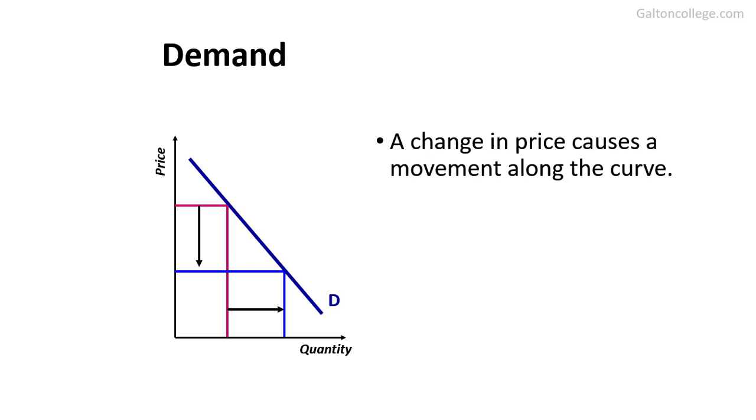Now, a change in the price will cause a movement along the curve. What's meant by that? Well, if we move the price from here downwards, we decrease the price, we can see here's price on the axis, so we're moving along the curve. We've reduced the price, we move from this point down to here. So we moved along the curve. Because we've changed the price, we've moved along the curve.